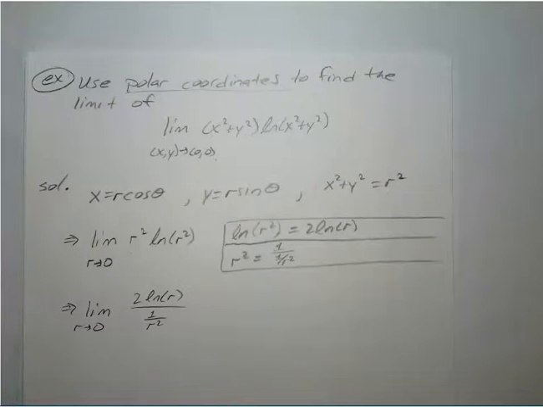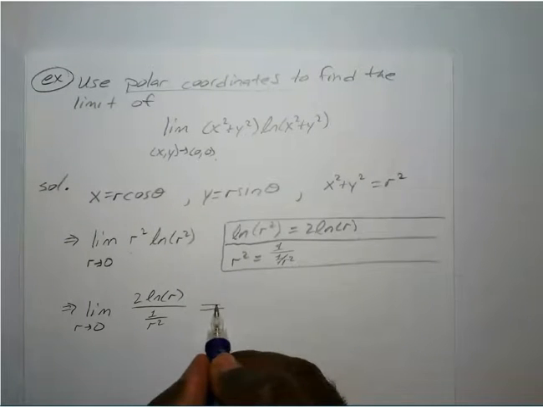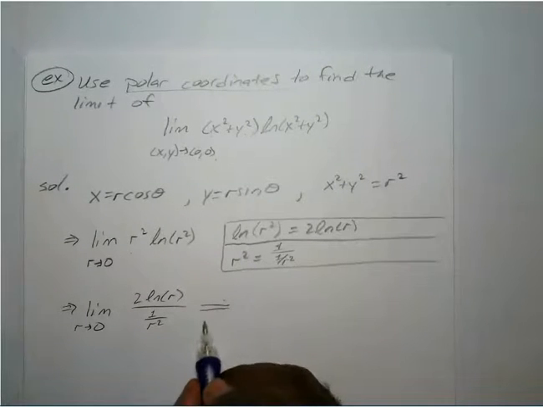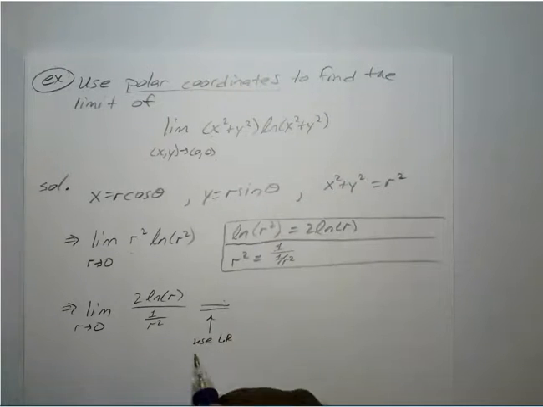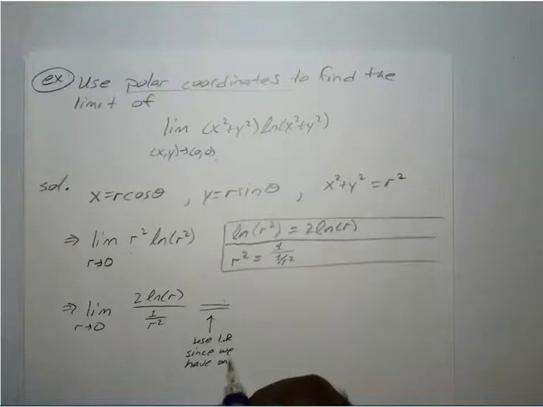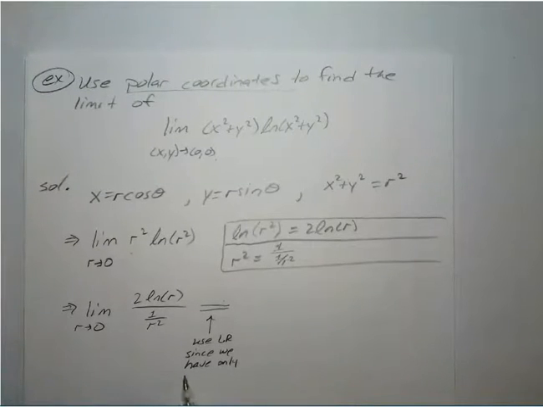Okay. Now, if you remember the last couple of examples, we couldn't use L'Hopital's rule because we had 2 variables. Okay, but now we have 1 variable, so we can use L'Hopital's rule. Okay, so use L'Hopital's rule since we have only 1 variable.